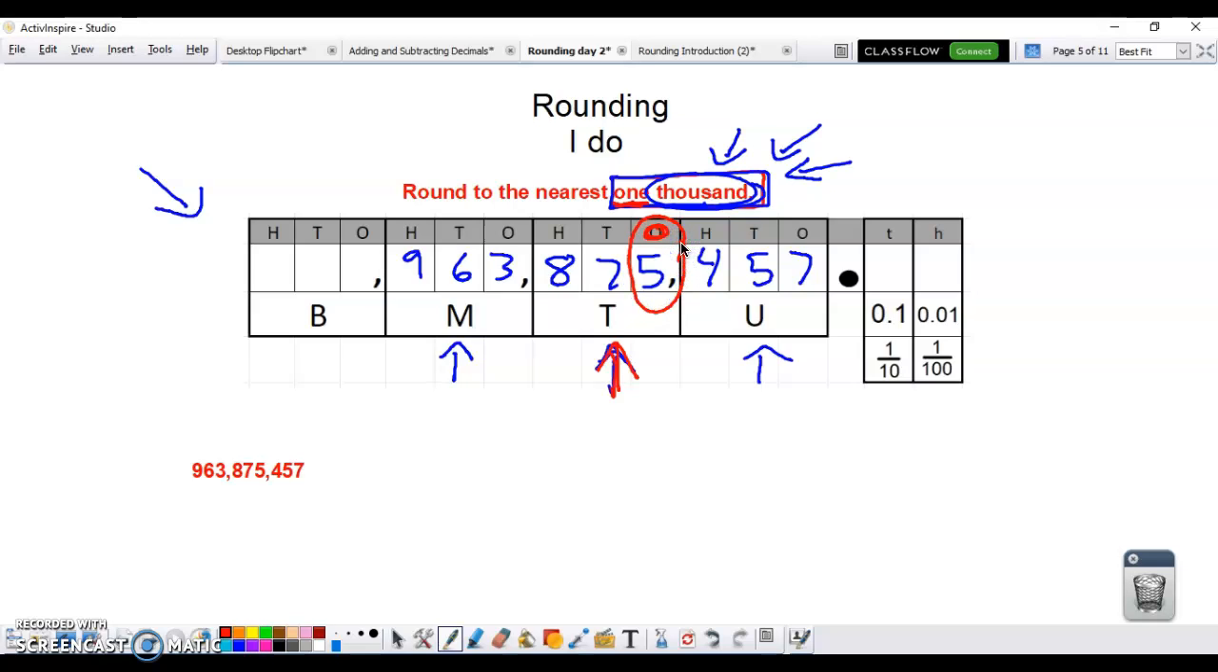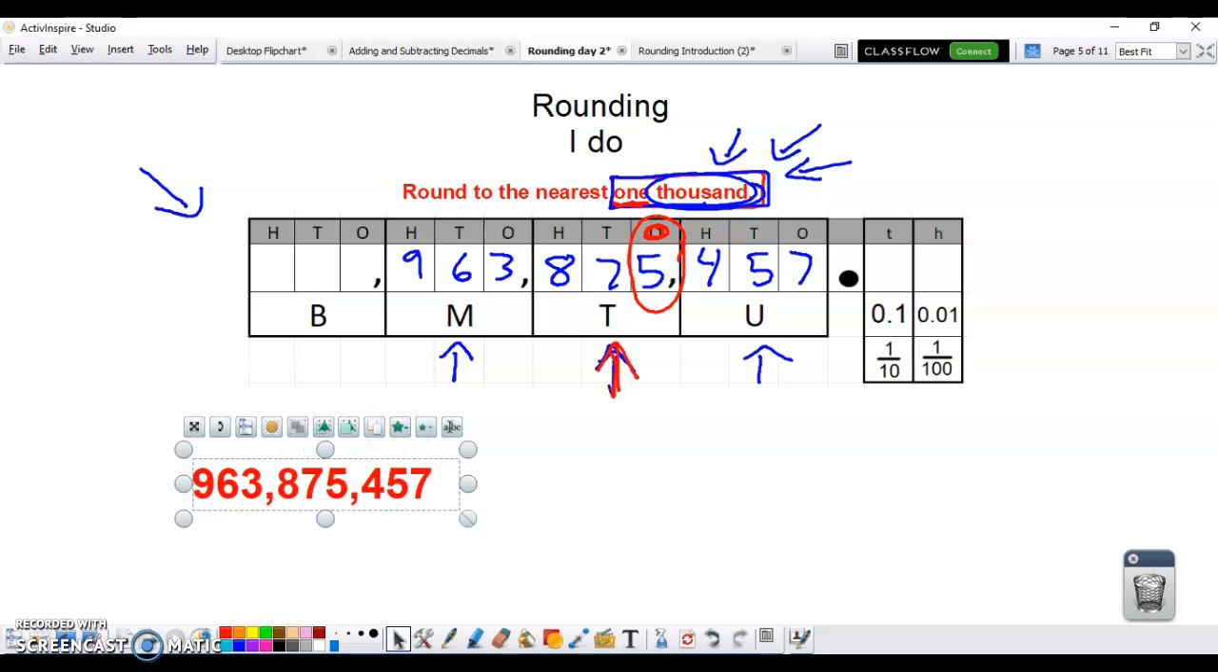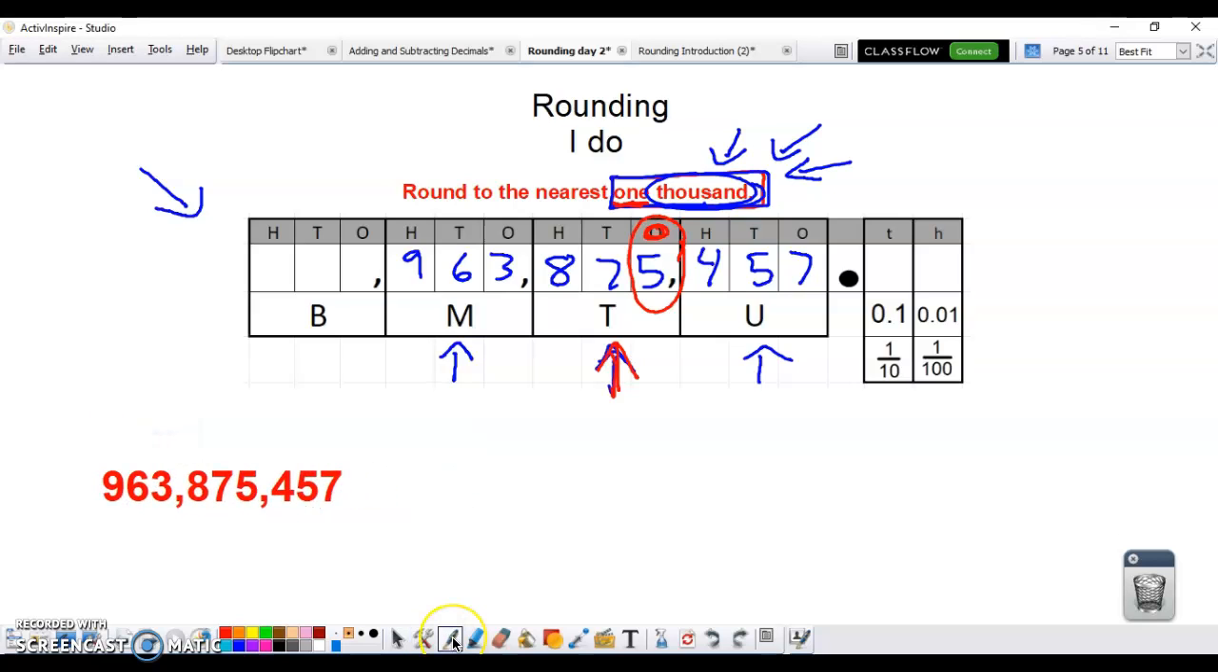So now that I know that, I can come back up to my number. I'm going to make it a little bigger so that I have enough space to write it down and work with it. Again, I'm working with this number. This is the number that I need to round, right? So my two options are to round up or let it stay the same.